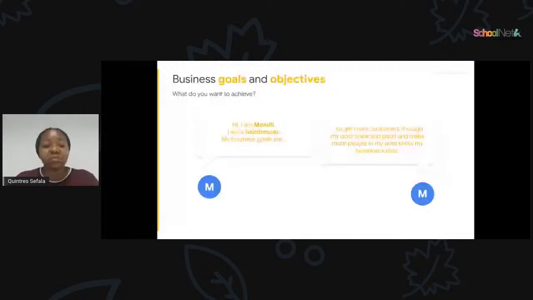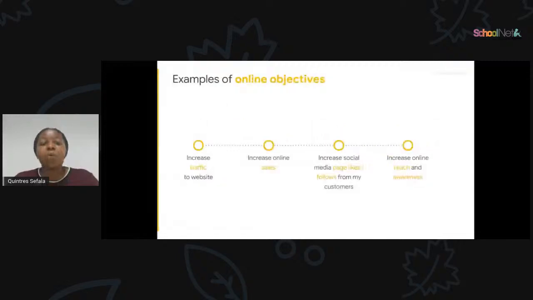But now, what are examples of objectives that can align? You need to set your objectives. Examples of online objectives that we could reach or help reach Montley's business goals are, for example, we could increase traffic to his website, right? We could increase online sales. We could increase social media page likes.